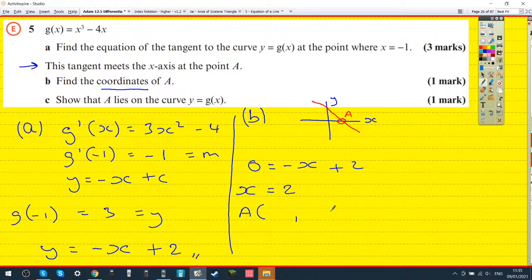Coordinate of A is brackets 2 comma 0. So just that's what they asked for. And any idea how you go about C?